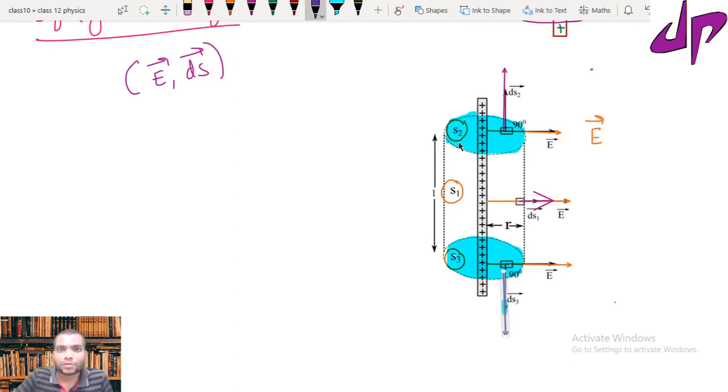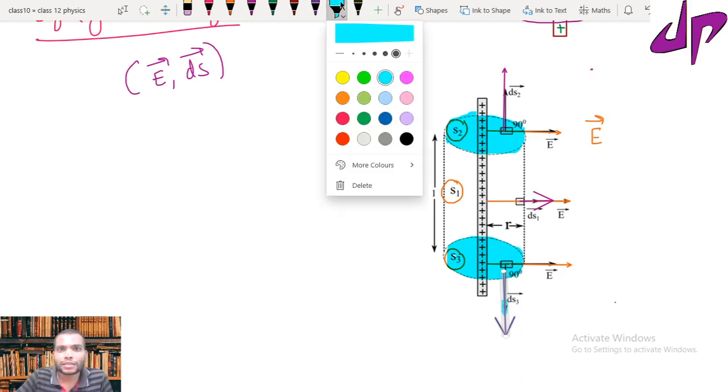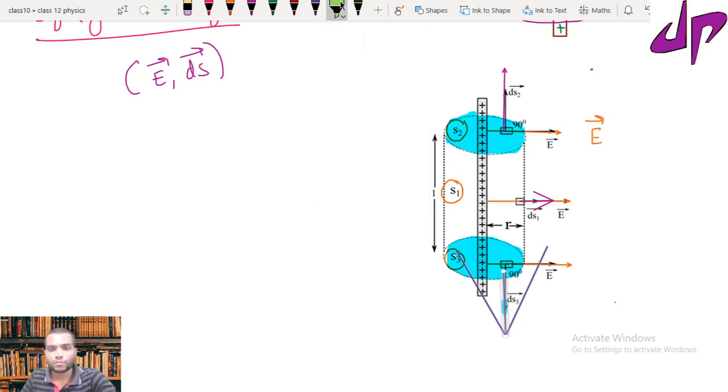And apart from these two, the leftover area is the curved surface area. So I would like to highlight the curved surface area S1. This is the curved surface area of the Gaussian surface.